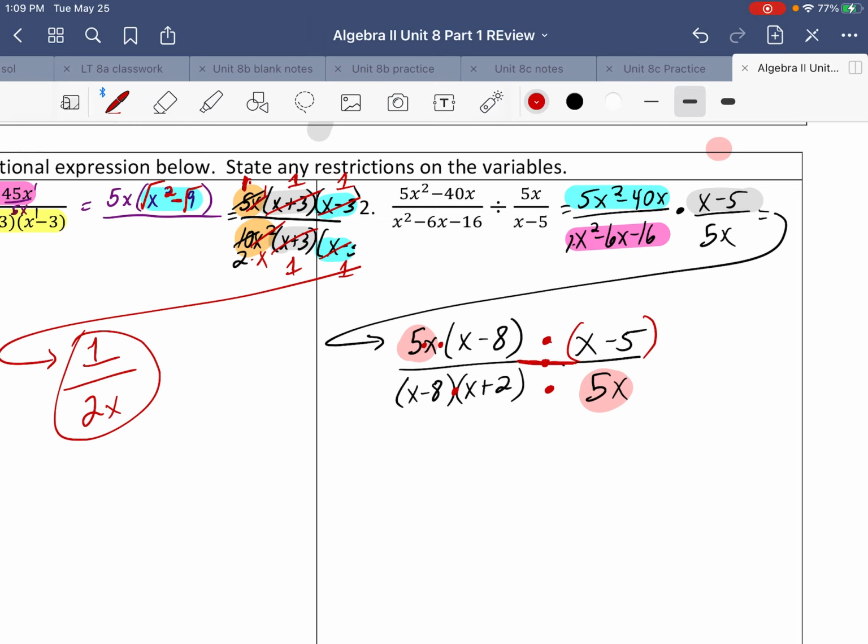So really, any numerator and any denominator can be simplified with each other. So 5x divided by 5x is really going to be 1. Same thing divided by itself. We have also x minus 8 and x minus 8. Those are the same binomials. And that is it. In the numerator, we have x minus 5. The denominator, we have x plus 2.